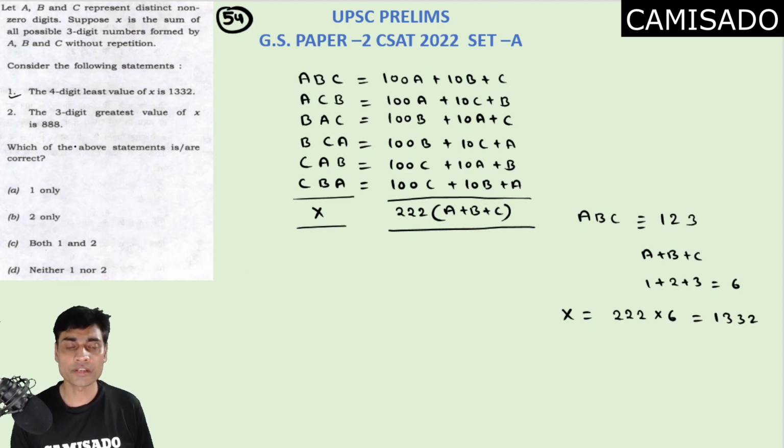So 1 is correct. Now when the minimum value of X is 1332, which is the 4-digit least value, it's not possible that the 3-digit greatest value of X can be 888. So it is not possible. So here the correct option is A, 1 only, 2 is not possible.